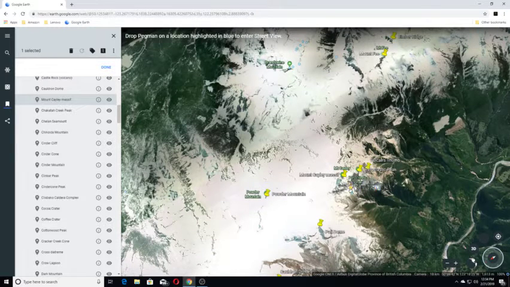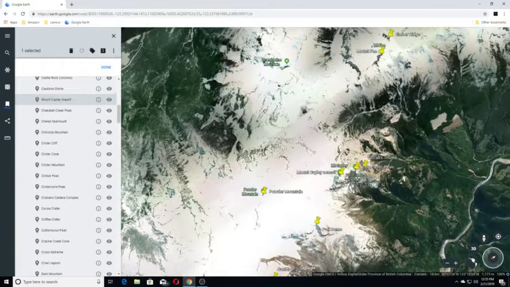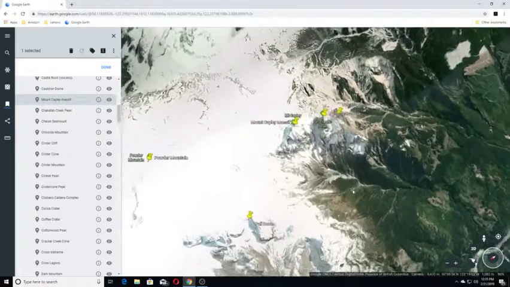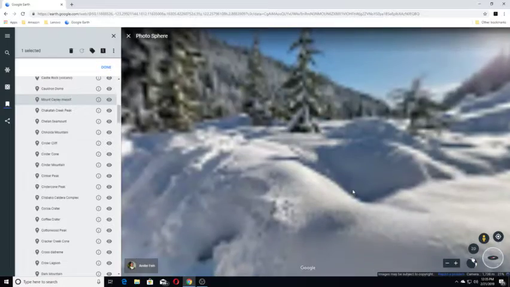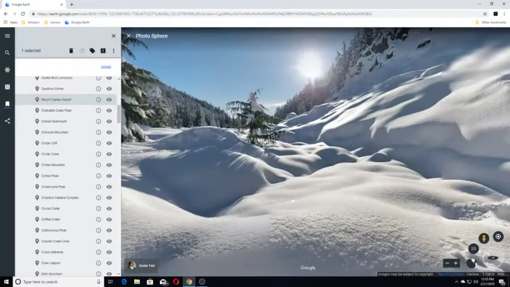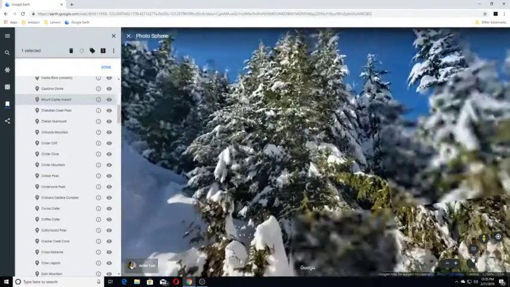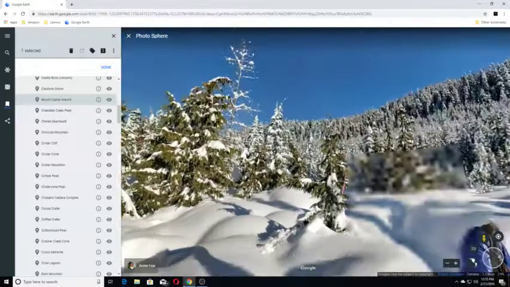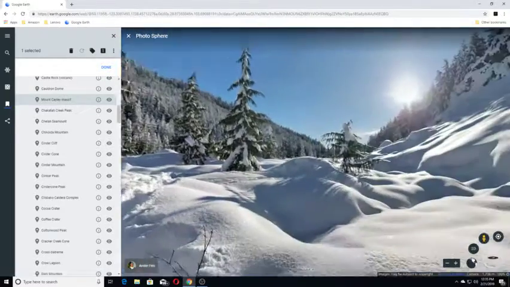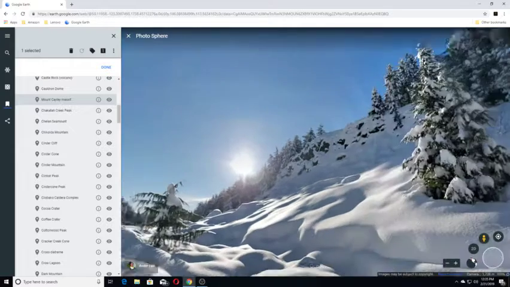Wait, maybe that's one right there. Hang on. We might have got lucky. Oh, yes, we did. Oh, awesome. Okay, so now we're down at the bottom of it on the side. We look around and see people. So we're not exactly on the side of it. We're in a very beautiful area, though.